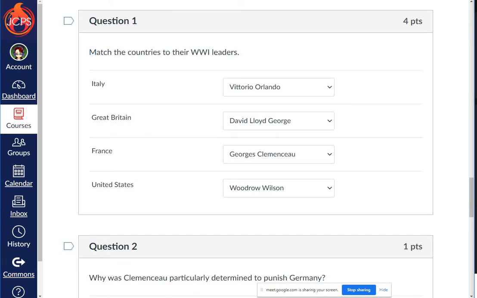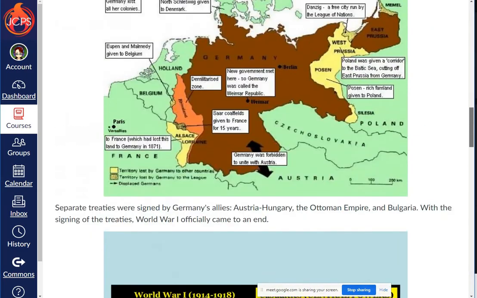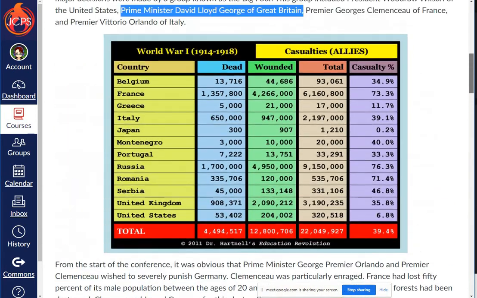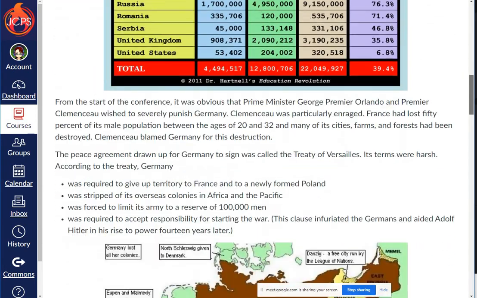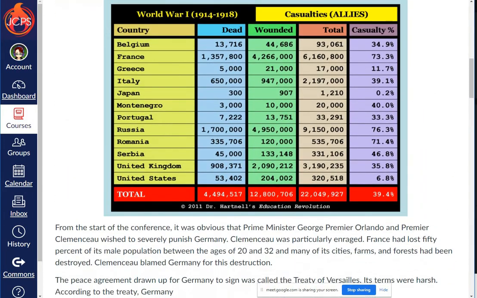All right. Why was Clemenceau particularly determined to punish Germany? And here are the numbers. World War I went from 1914 to 1918. These are the Allied casualties. So here's the number of dead.